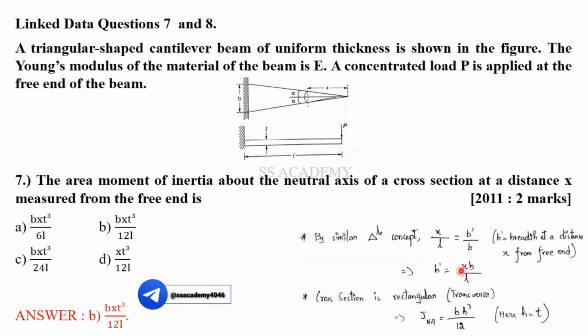So instead of b dash, if you substitute, it will be xb by L. So xb by 12L, while h is t. So it becomes xb t cube by 12L. So B is the right answer.